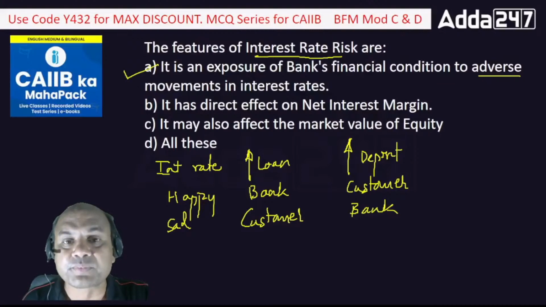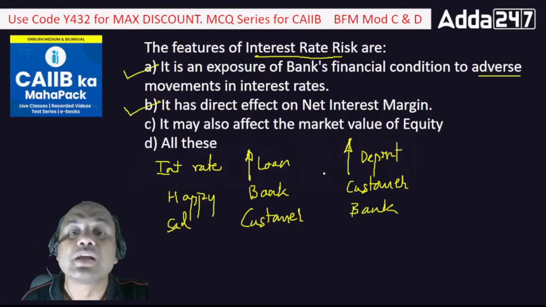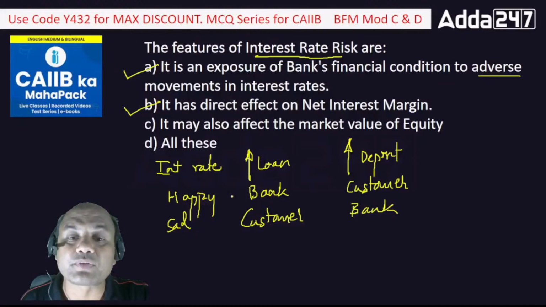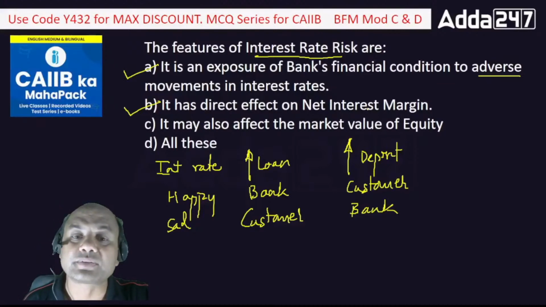So that is true. It has direct effect on NIM. NIM means what? If the interest rate goes up, deposit rates will go up. Loan rates will also go up, but there is competition. If the deposit rates go up, then due to competition I'll have to give extra deposit rate, and I'll have to give a lesser loan rate due to competition. So competition kills this NIM. So it will have an adverse movement.